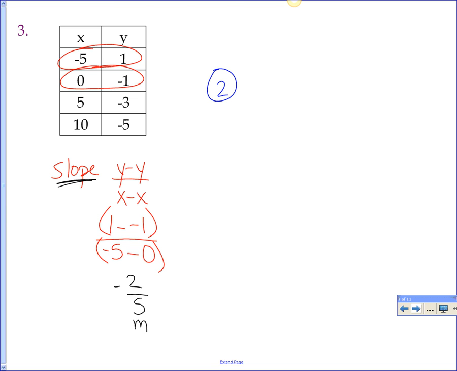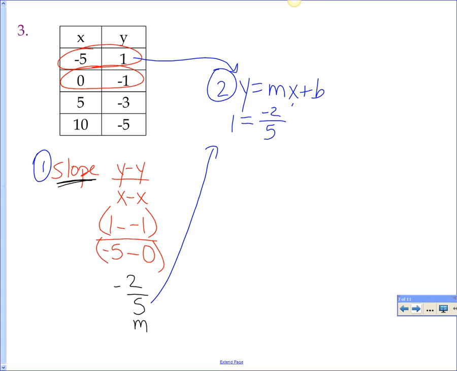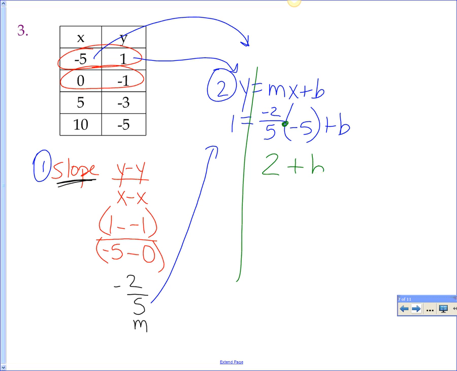All right, next we're going to do y equals mx plus b. For y, I'm going to put in 1. For m, I'm going to put in negative 2 over 5. And then for x, I'm going to put in negative 5, plus b. All right, draw your line. You know what to do next. You multiply these. It gives me positive 2. Drop down your 1. Bring the 2 over, subtract it. Negative 1 equals b.